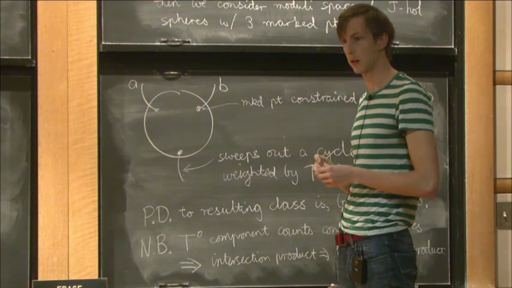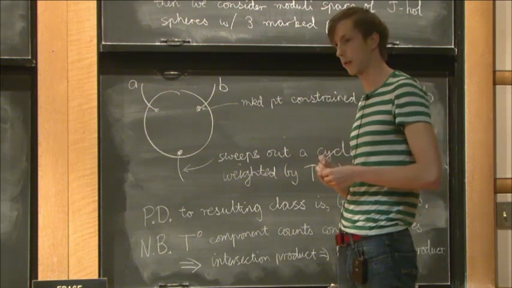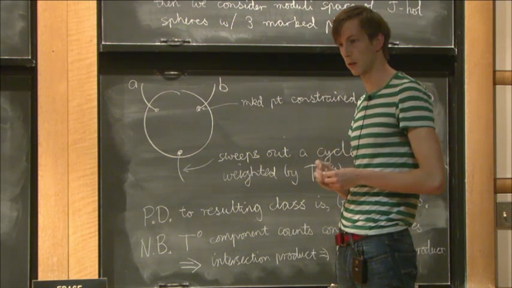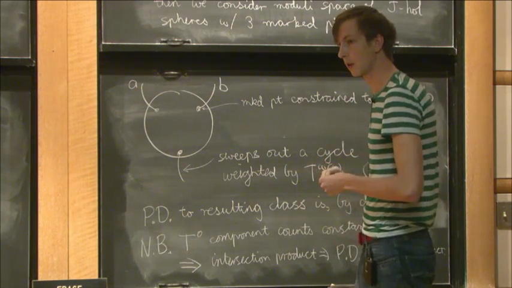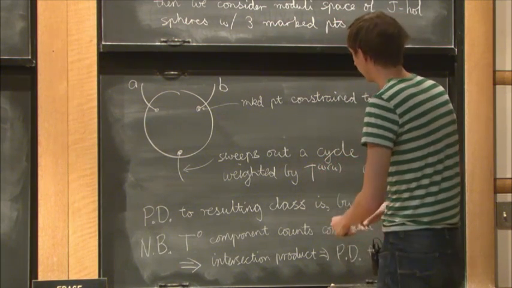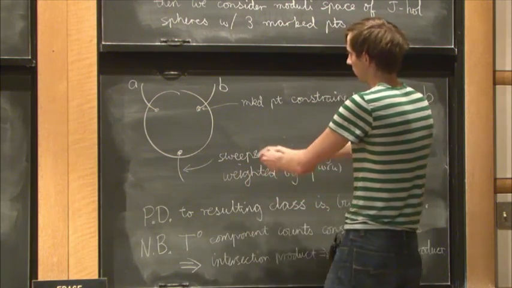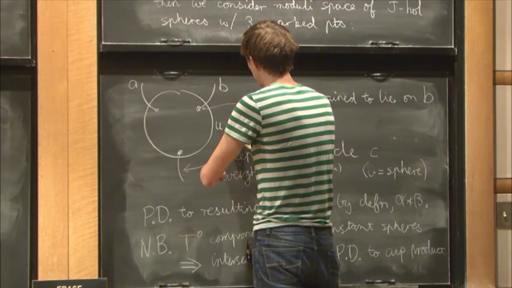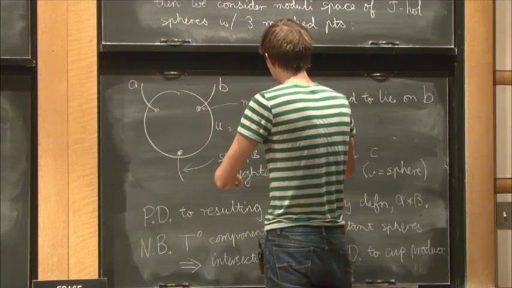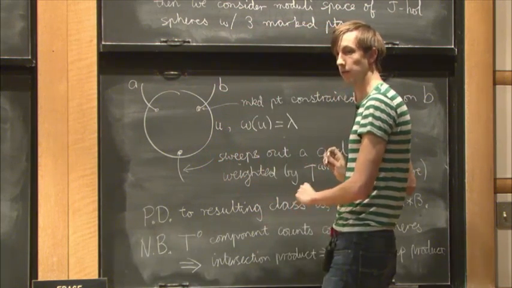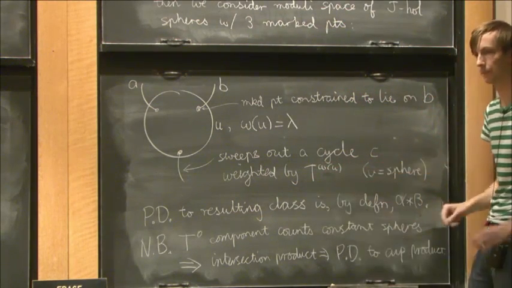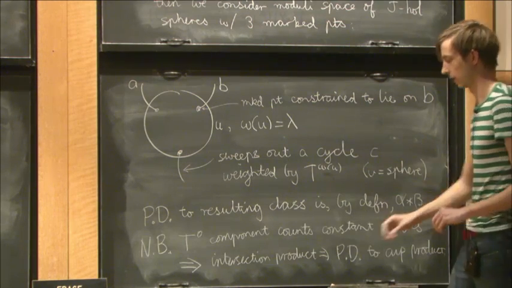And so what you just said was that its constant term is the usual product, and then the higher terms are something. Can you say what the something is? Like, what's the t to the lambda coefficient? The t to the lambda coefficient is: take the moduli space of all spheres u with omega of u equals lambda. Ah, okay, that's it. Yeah, that's this weighting by t to the symplectic area.